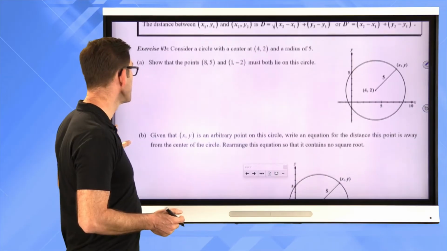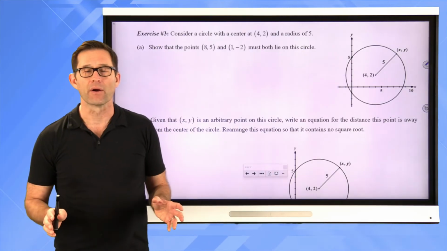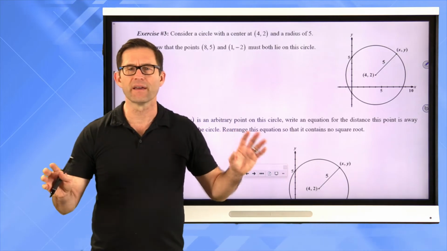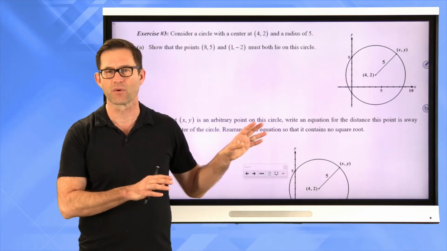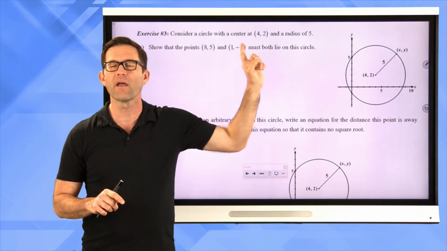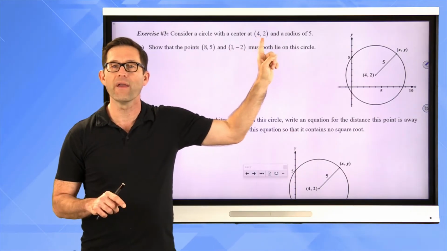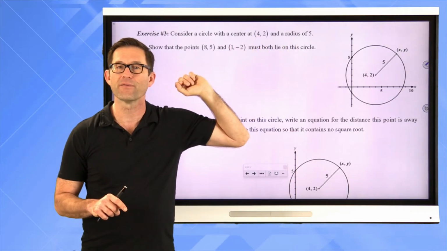Let's take a look at exercise number 3. Consider a circle with a center at (4, 2) and a radius of 5. Letter A. Show that the points (8, 5) and (1, -2) must both lie on the circle. Well, let's be very clear. Don't worry about anything that we've talked about with equations of circles so far. The plain fact is a point will only lie on this circle if the distance that the point is away from the center is equal to 5.